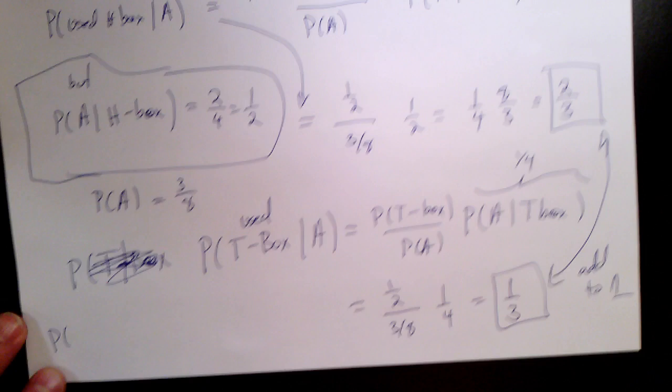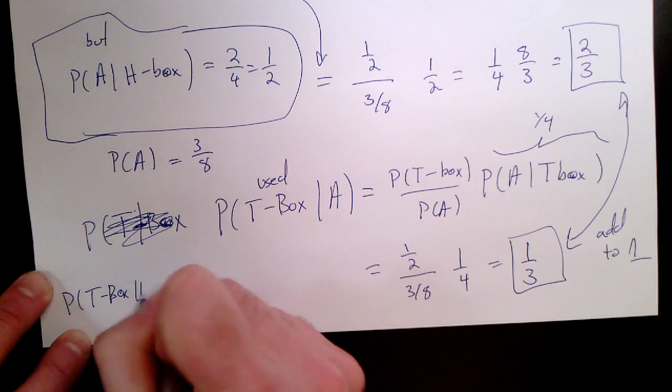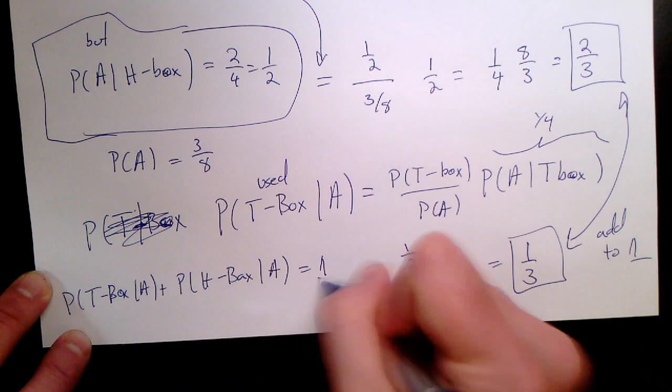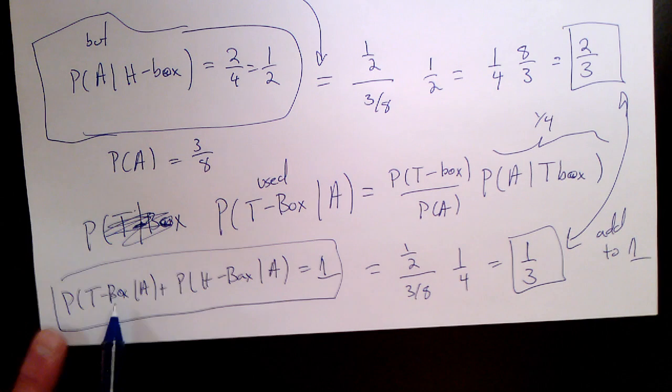Now notice that 1/3 plus 2/3 sum to 1. Well, that makes sense because there are only two options. Regardless of the fact that I know that I picked a black ball, I either used the tail box or I used the head box. So the sum of those two probabilities, they're disjoint, and they must sum to 1 because they're the only two possibilities. So we calculate those two, and we see that yes, 2/3 plus 1/3 is 1, because the sum of the probabilities must be equal to 1, because they're the only two options and they're disjoint.